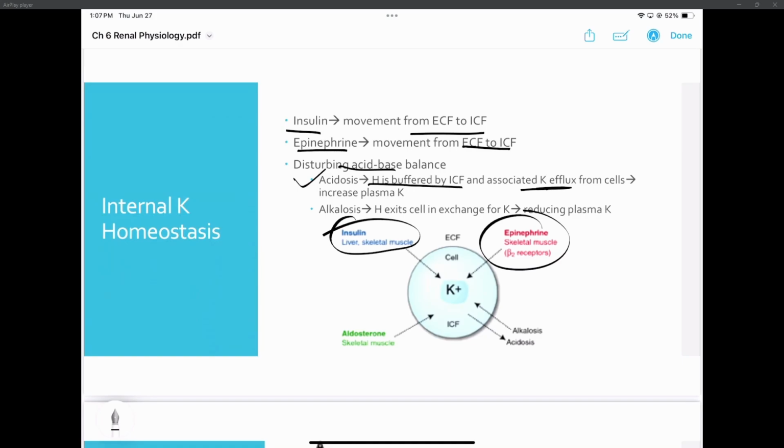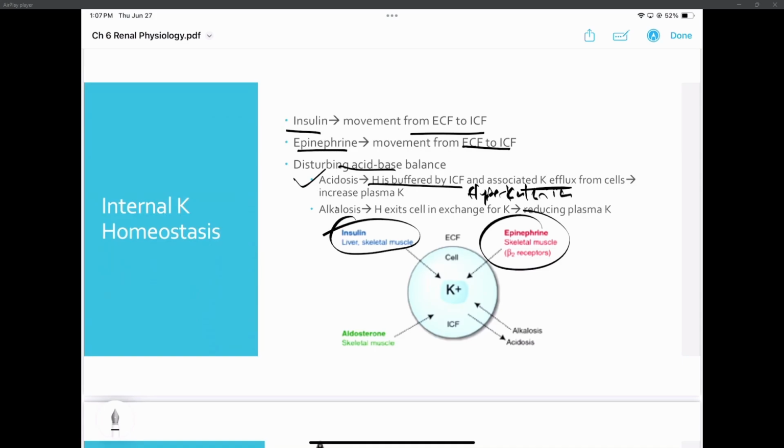So with acidosis, you get hyperkalemia because of this hydrogen ion being buffered. So with acidosis, you get hyperkalemia because of buffering of the hydrogen.